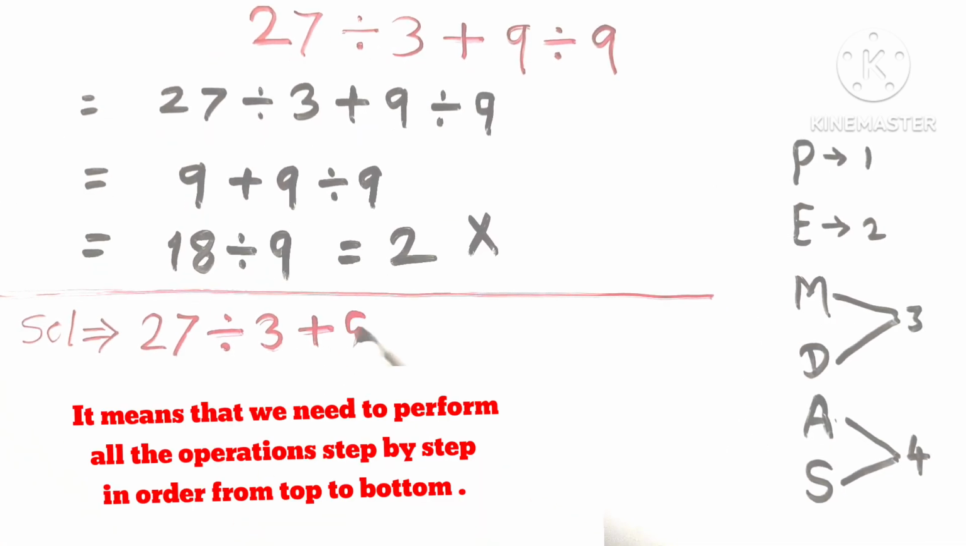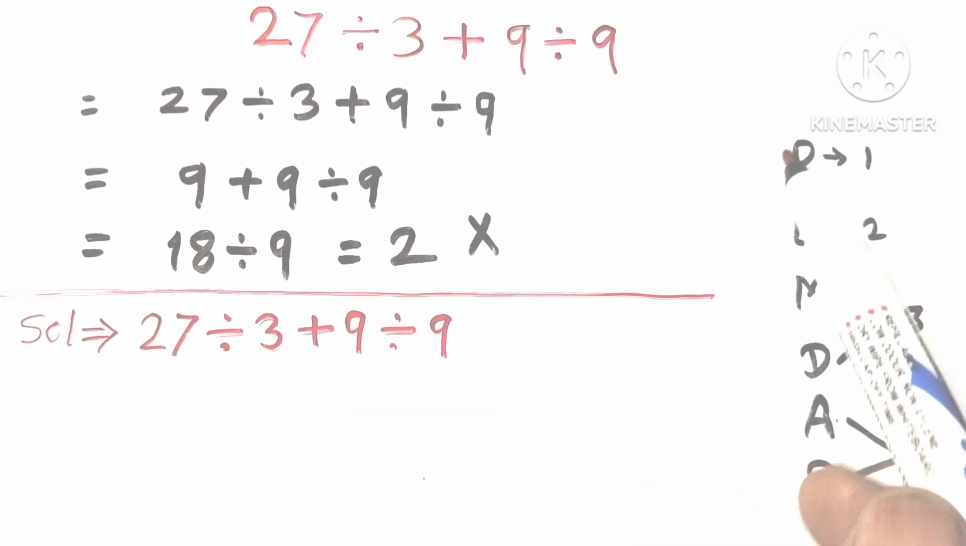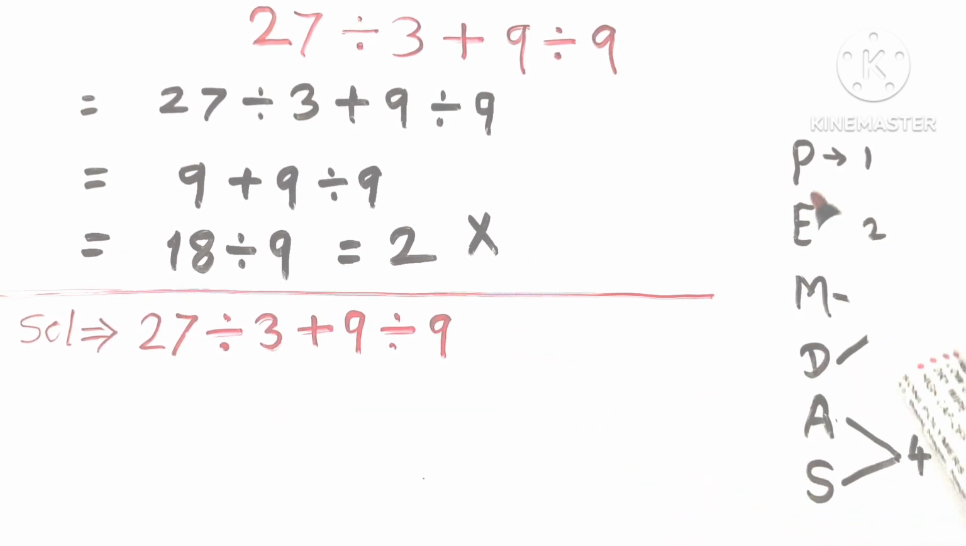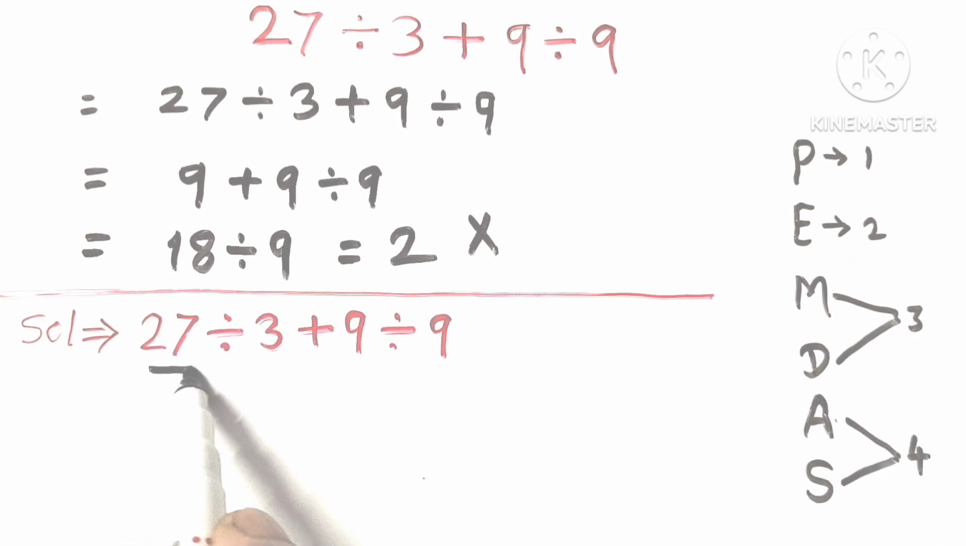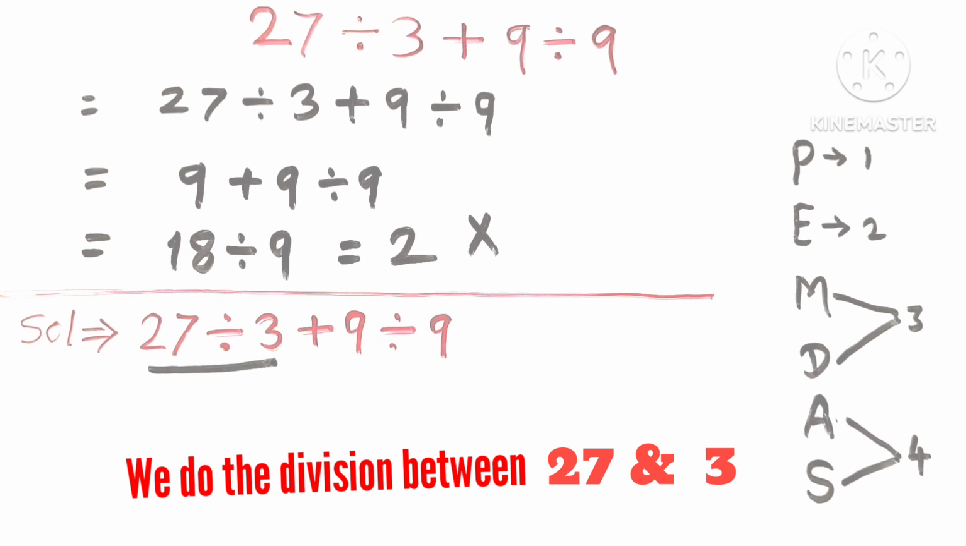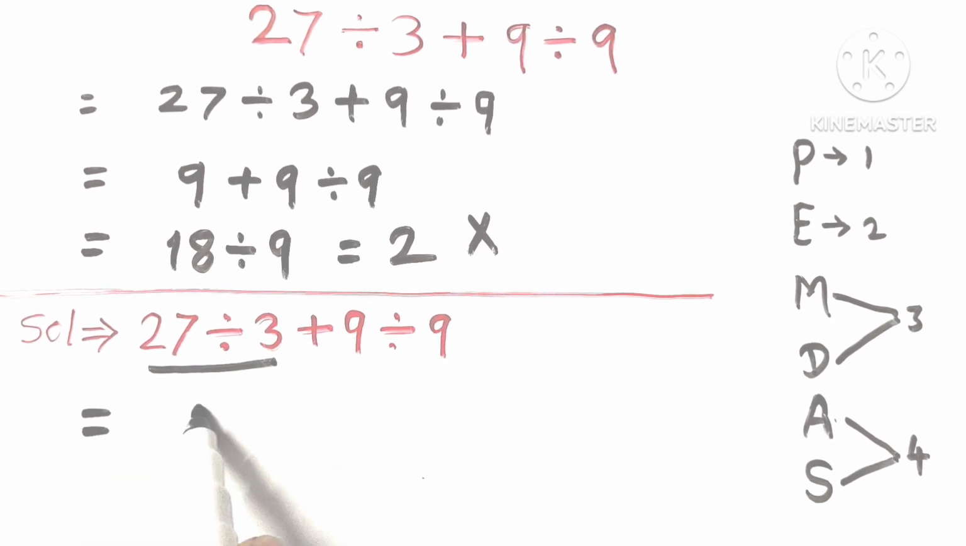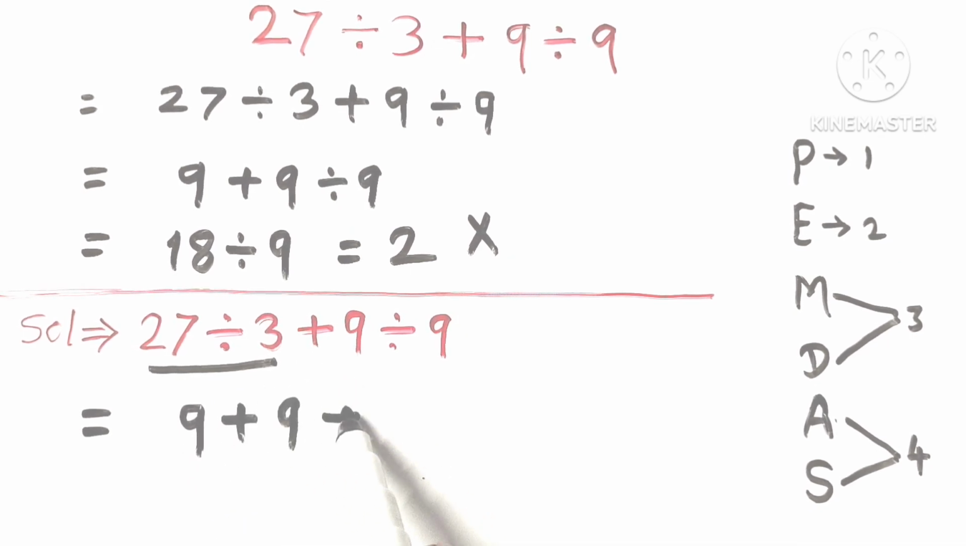It means that we need to perform all the operations step by step in order from top to bottom. 27 divided by 3 plus 9 divided by 9. We do the division between 27 and 3 is equal to 9 plus 9 divided by 9.